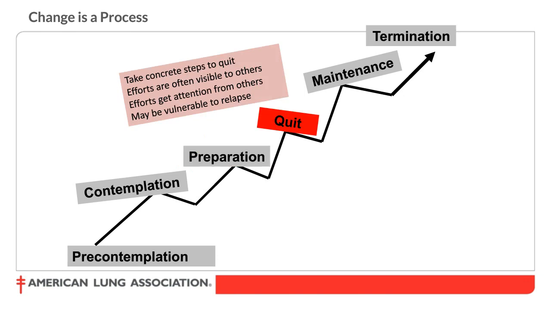In the action stage, individuals have quit. They have taken those concrete steps to quitting. Their efforts are often visible to others, and they get attention from others. They may, however, be vulnerable to relapse, but they have made the decision to quit. They have also quit using tobacco for less than 6 months.